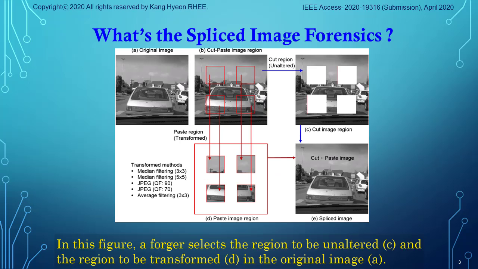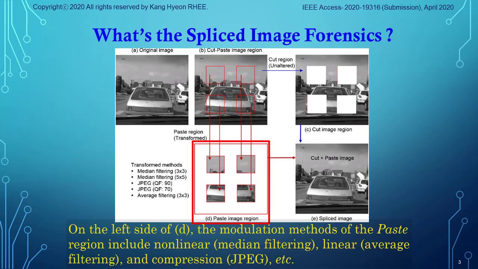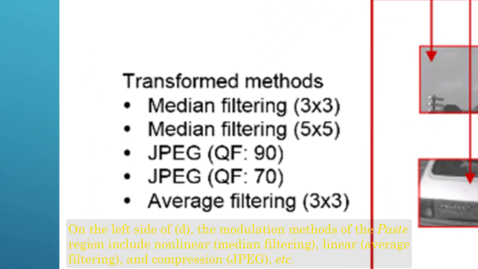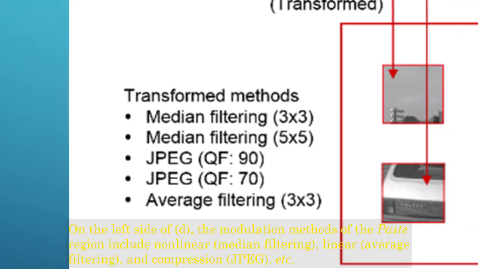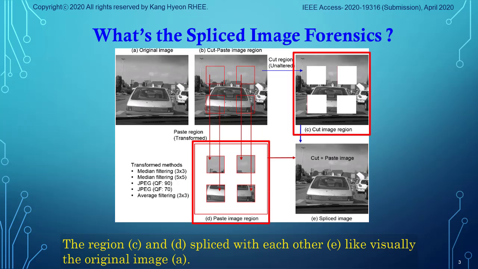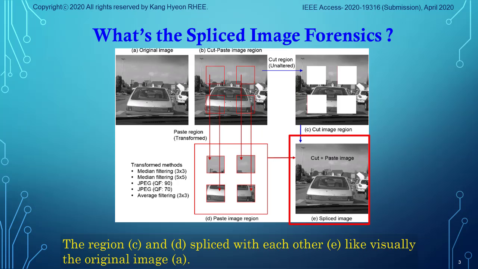In this figure, a forger selects the region to be unaltered, C, and the region to be transformed, D, in the original image A. The modulation methods of the paste region include nonlinear median filtering, linear average filtering, and JPEG compression, etc. The regions C and D are spliced with each other, E, which looks visually like the original image A.